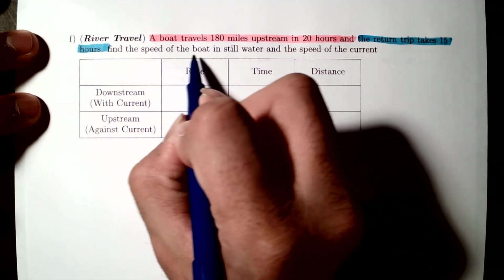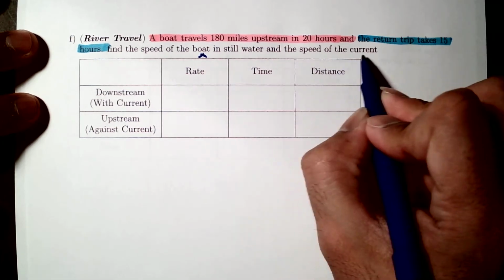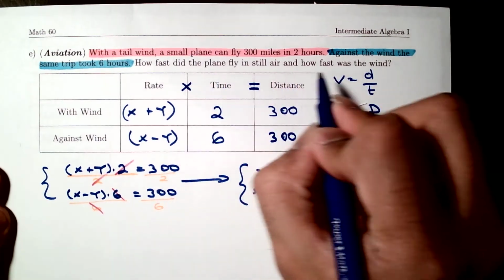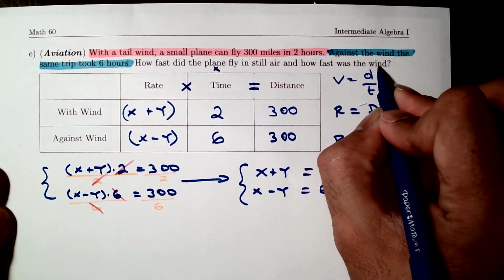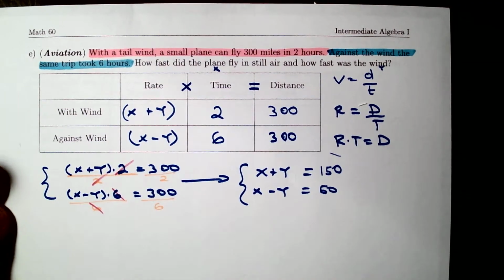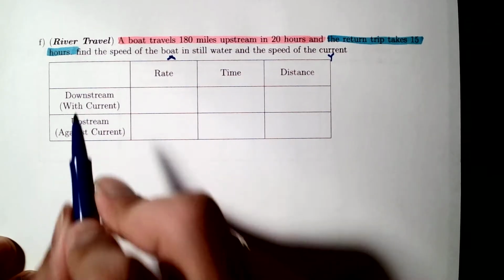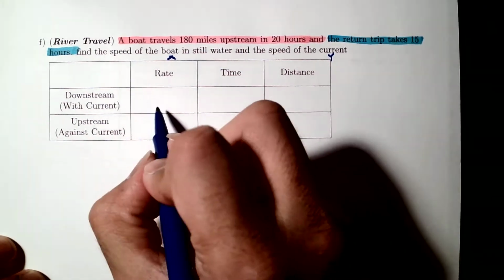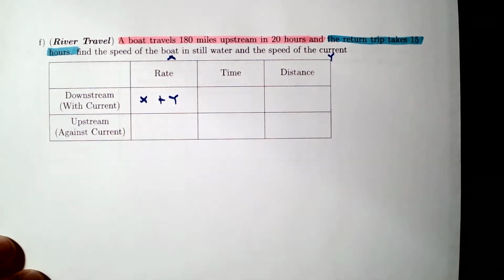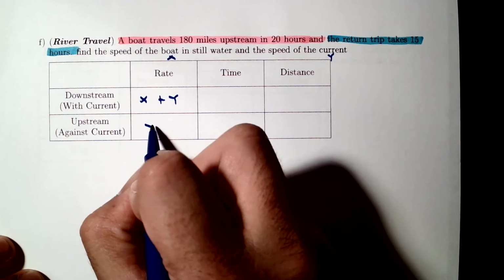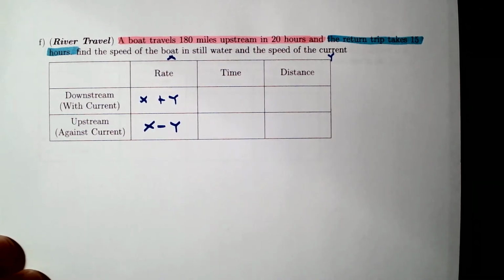So the speed of the boat is going to be x, and the speed of the current is going to be y, just the same way the speed of the plane was x and the speed of the wind was y. Right? That's how we label them here. So we do the same here. In this case, downstream with the current, when the boat goes with the current, it's going to go faster and the rates are going to be added. But when it goes against the current, the boat is going to slow down. So we're going to have a smaller rate, smaller speed.